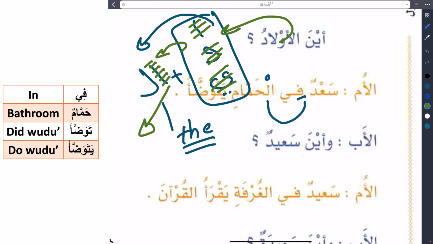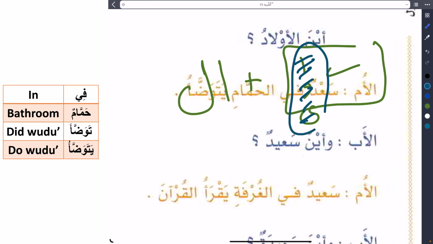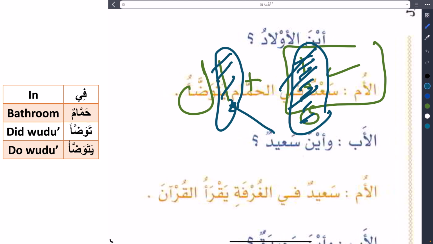So let's say that again. If the last letter of a word ends with a stretching alif or waw or ya, and the next word starts with al, we have to skip two letters. We have to skip the stretching letter, the last of the first, and we have to skip the first alif of the second, because we're joining the two words together. So it's not the first letter, so we have to skip it. So we skip the stretching and also skip the alif.